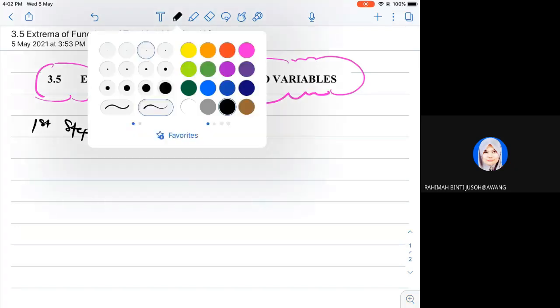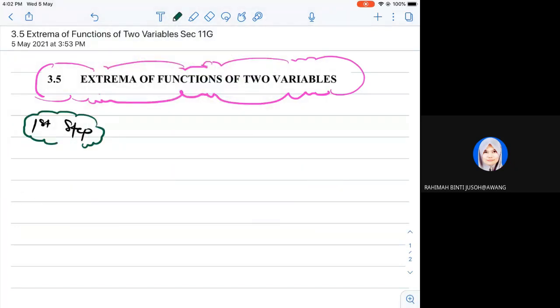Okay, so for the first step, you need to find the critical points. These critical points depend on the given function. Sometimes you can have one critical point, sometimes more than one, let's say 2 or 3 critical points. It depends on the given function, the polynomial. The higher the power of the variables, the more possible values of critical points there should be.